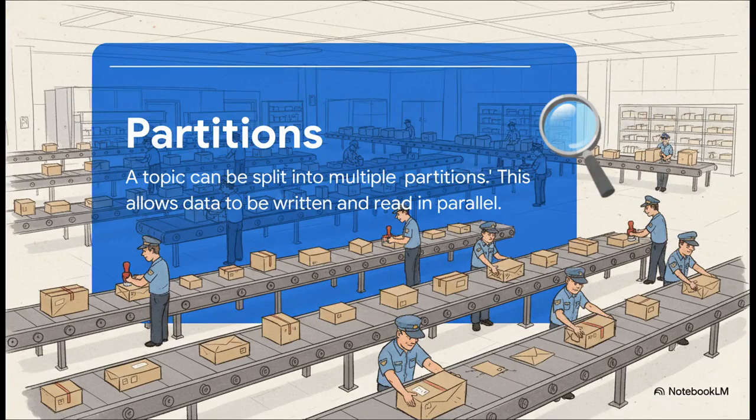This is where Kafka's true genius for scale comes into play. It has this incredible feature called partitions. So if a topic is a sorting section in our post office, you can think of a partition as adding more workers to that section. It lets you split up the work, allowing you to process all those messages in parallel, which dramatically boosts performance.